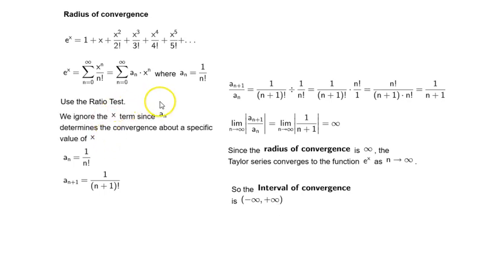Now here, remember, we are ignoring the x term when we are doing the ratio test, since a_n determines the convergence about a specific value of x. So that is the Taylor series for e to the power of x.